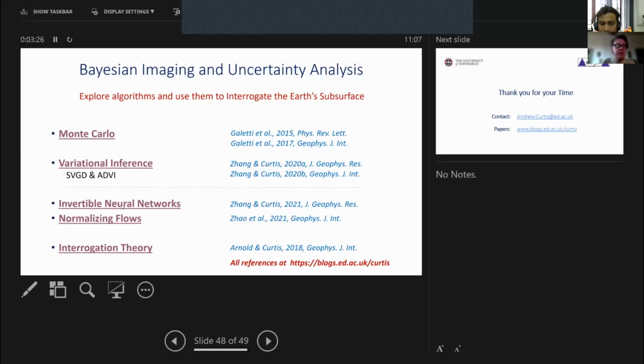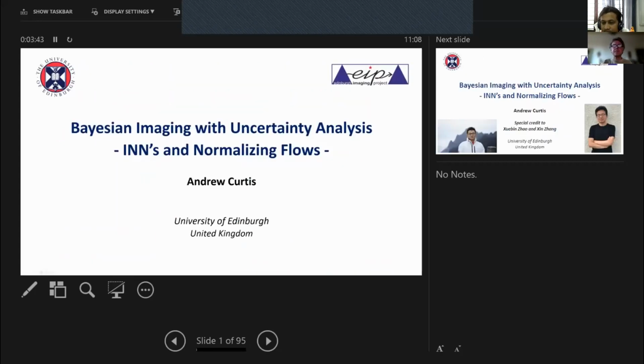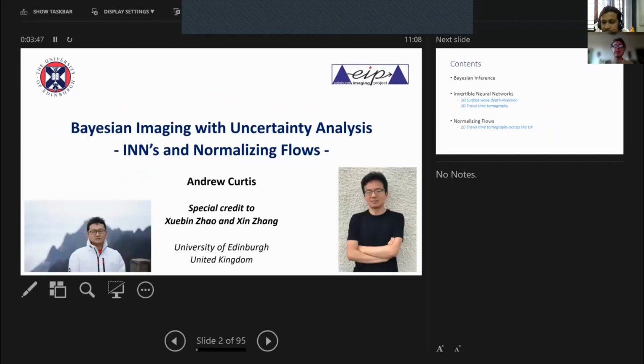So what we'll do now is move on to the invertible neural networks and normalizing flows part of the talk. And I'm going to put these together for reasons that will become clear as we go through. So for this part of the talk, I'd like to give particular credit to Xubin Zhao and Xin Zhang. And Xin on the right, you've seen yesterday. Xin was a PhD student previously and is now a postdoc in my group. And Xubin on the left is a current PhD student. They're both working within the Edinburgh Imaging Project, which the logo top right explains. It's an industrially funded consortium for research into imaging problems.